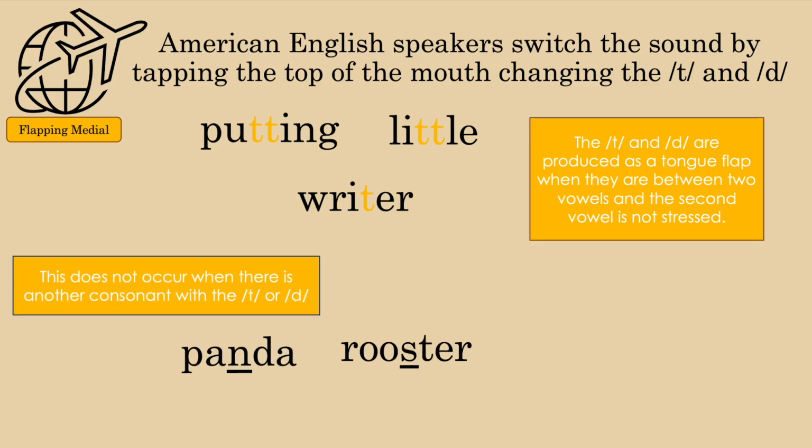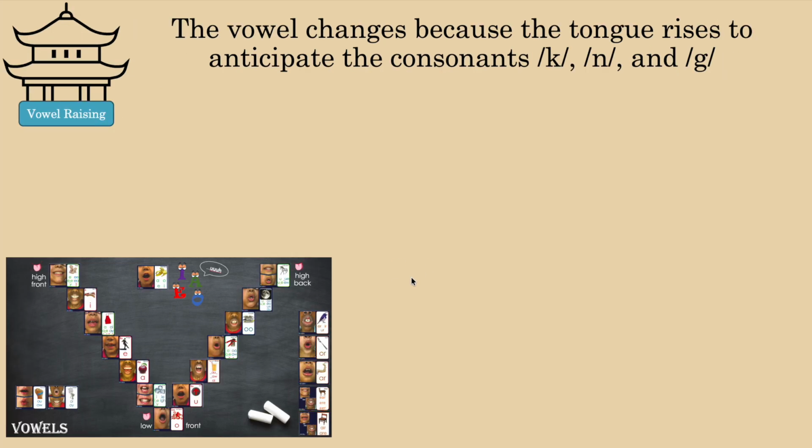This does not occur though if there is a consonant before the T or the D. So you have panda, rooster. So we've already changed into something different when we're doing consonant to one of those. It only occurs when there's vowels around it, which is kind of funny.